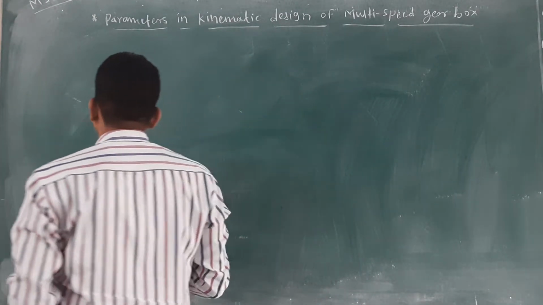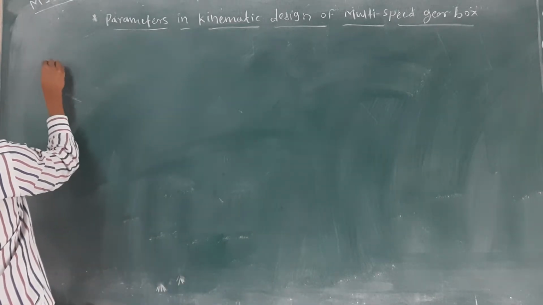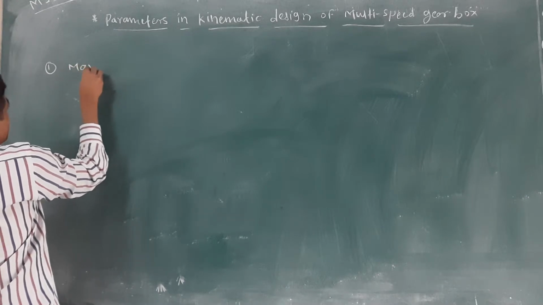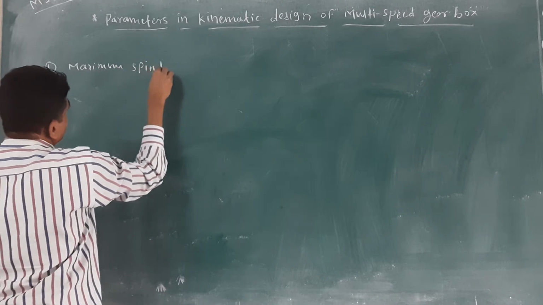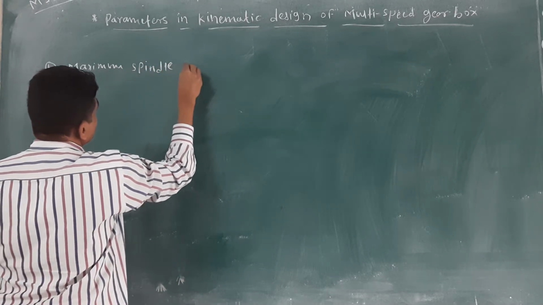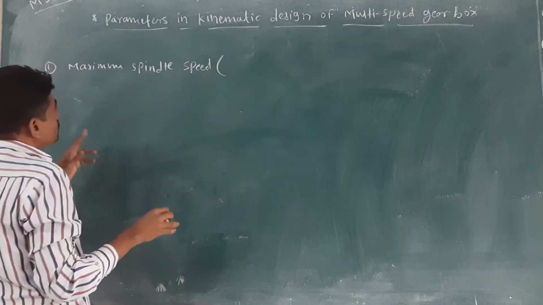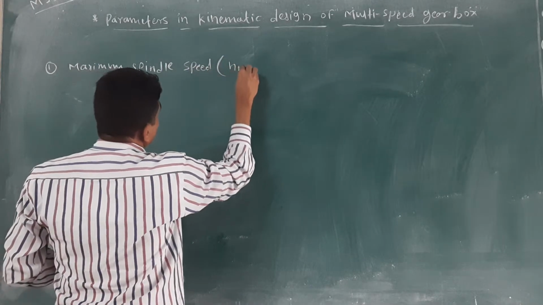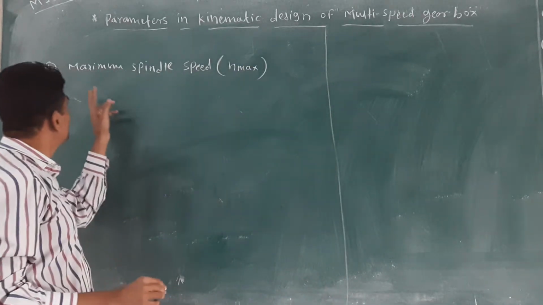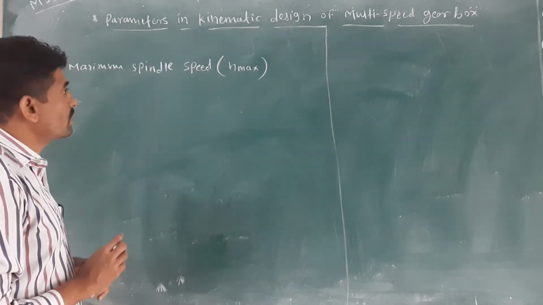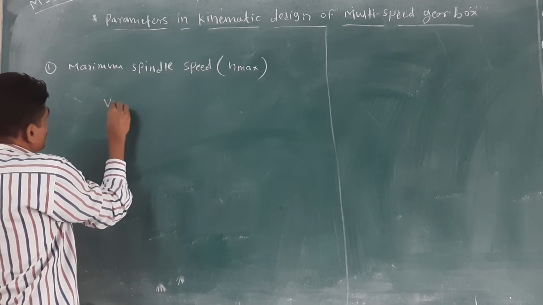First, we require the maximum spindle speed. We have seen in the previous lecture how to calculate the spindle speed. It is denoted by Nmax, the maximum spindle speed. To calculate that maximum spindle speed, we have seen the cutting formula.